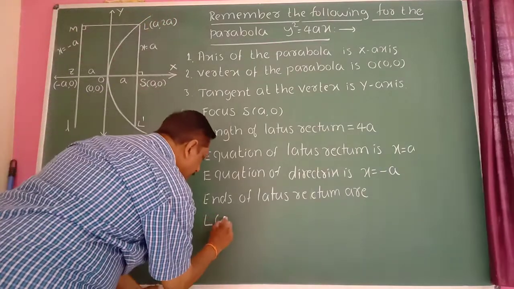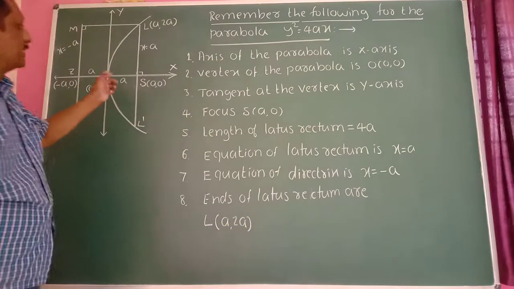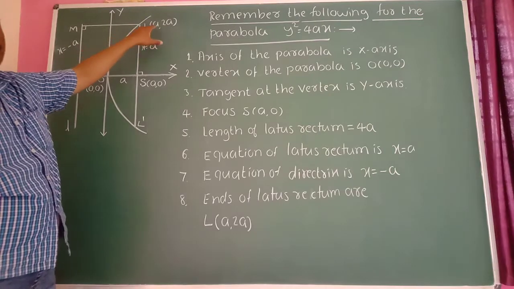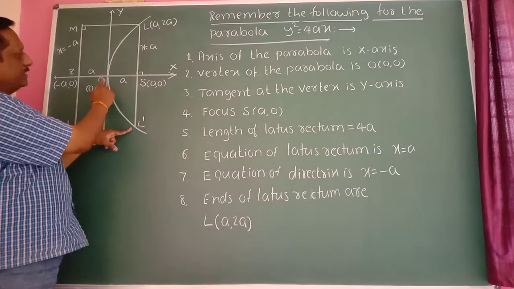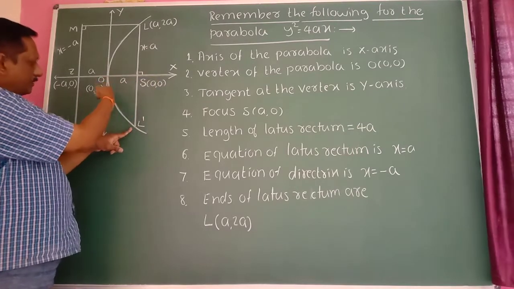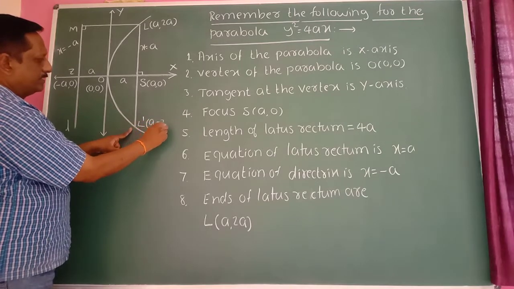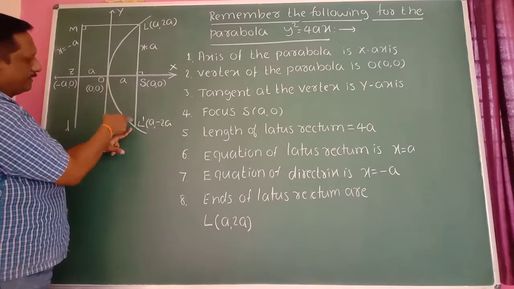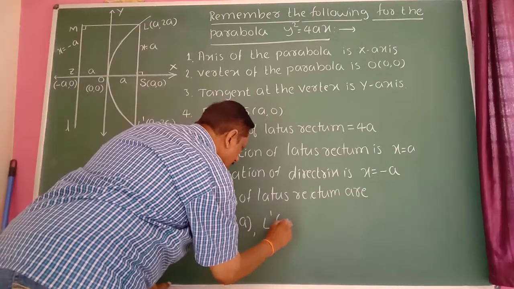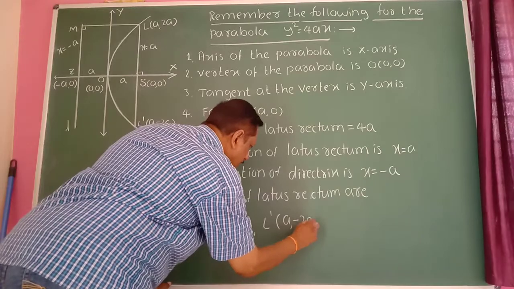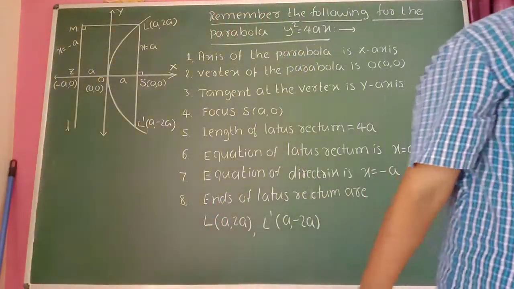Because it lies in the first quadrant, both x and y are positive. And L dash is in the fourth quadrant, x is positive, y is negative. So its coordinate is a, minus 2a. X is a here, y is minus 2a. Therefore, L dash is a, minus 2a. These are the ends of the latus rectum.